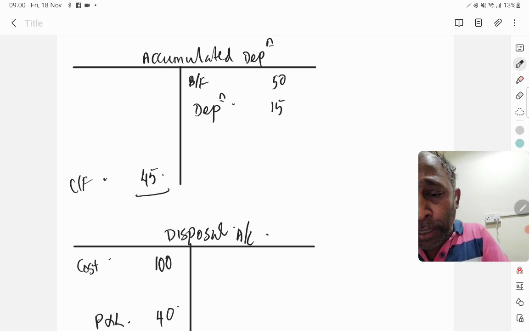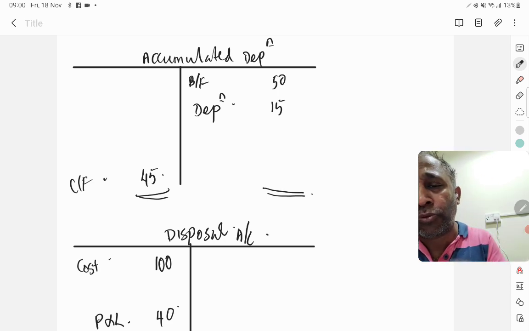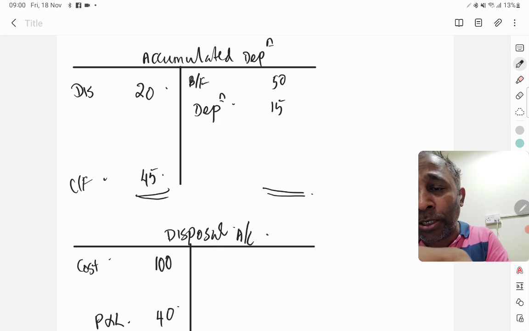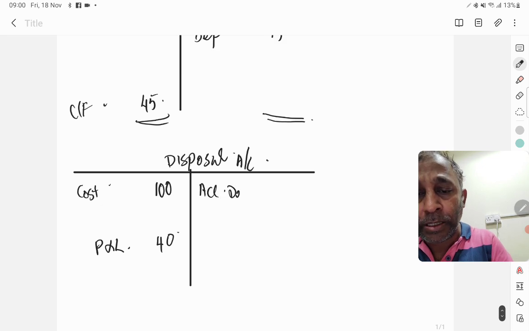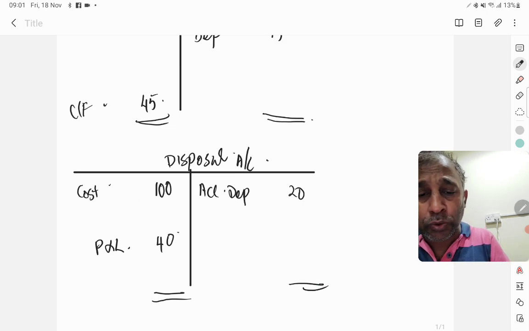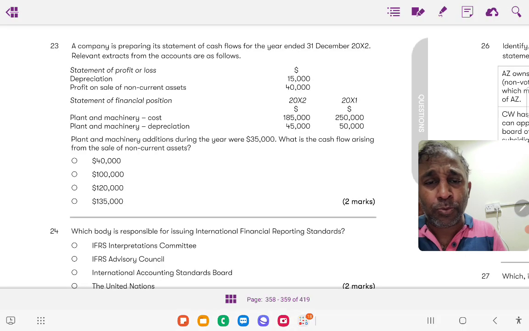And then as well we need to balance the accumulated depreciation account. So 50 plus 15, 65 minus 45, so 20. 20 is the related depreciation for the asset which we disposed. So we transfer that to the disposal account as well. So that accumulated depreciation 20. So when you balance this, here 140, here 20, so the cash we received will be 100, 140 minus 20, 120. So the cash we received on the asset disposed is 120.